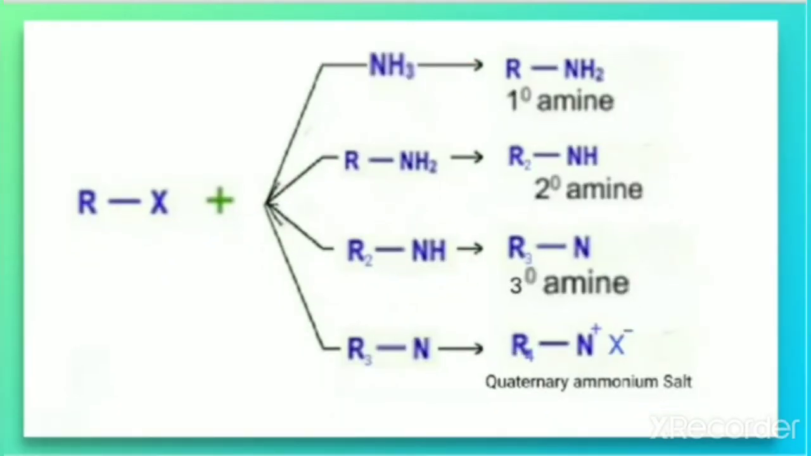Let us discuss the reaction of haloalkane with ammonia and with the amines. In the first case, when haloalkane is treated with ammonia, it gives rise to 1 degree amine. In the second case, when haloalkane is treated with 1 degree amine, it gives rise to 2 degree. When it is treated with 2 degree, it gives rise to 3 degree. And when it is treated with 3 degree, it gives rise to quaternary ammonium salt.